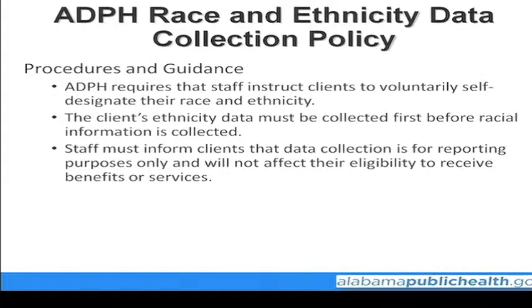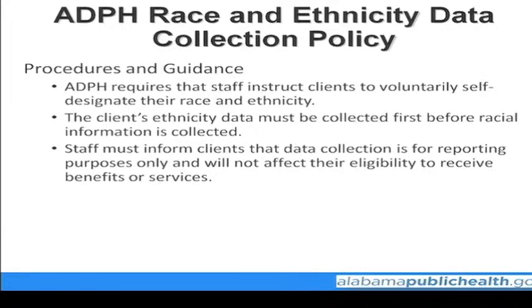The Procedures and Guidelines policy states that the Alabama Department of Public Health requires that staff must instruct clients to voluntarily self-designate their race and ethnicity. The client's ethnicity data must be collected first before racial information is collected, and staff must inform clients that data collection is for reporting purposes only, and it will not affect their eligibility to receive benefits or services. For information on the Procedures and Guidance policy, refer to Policy 2019-008.